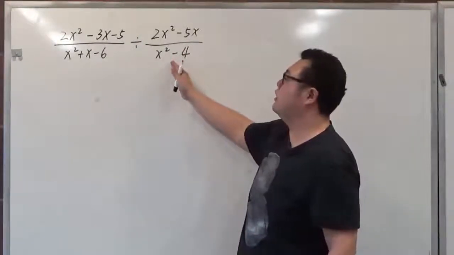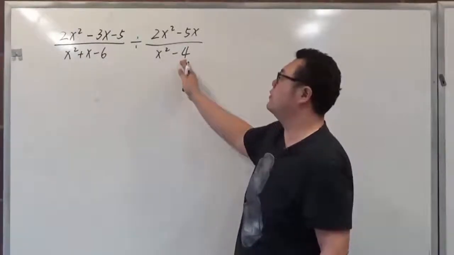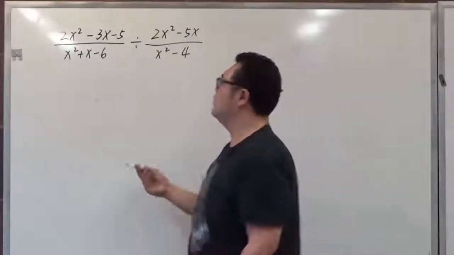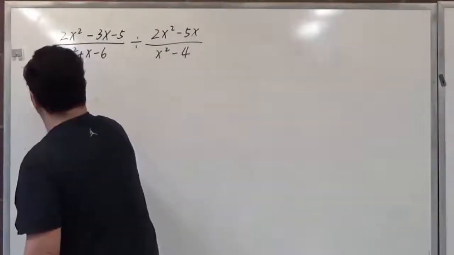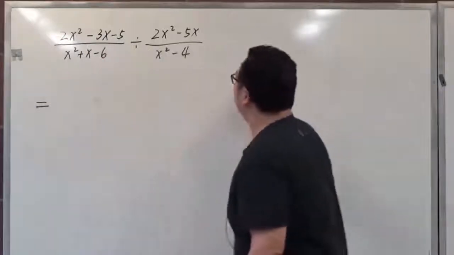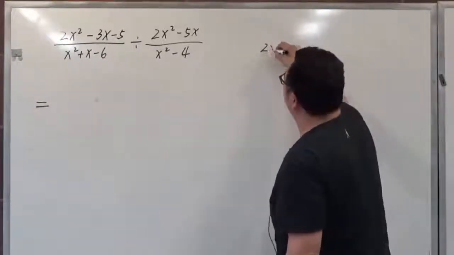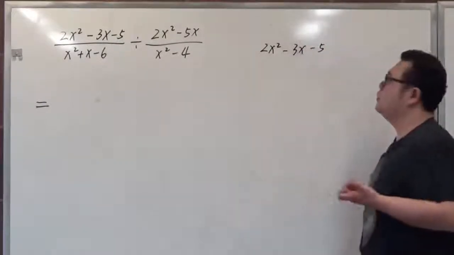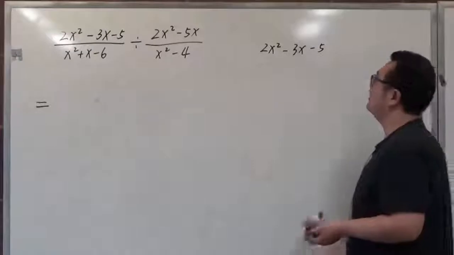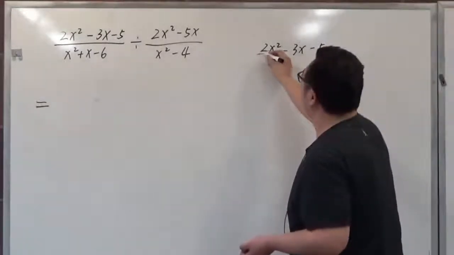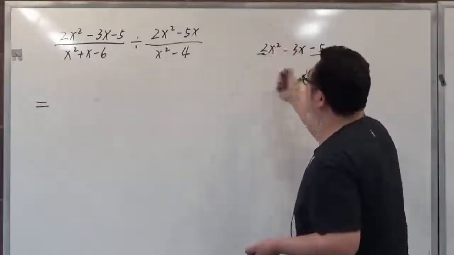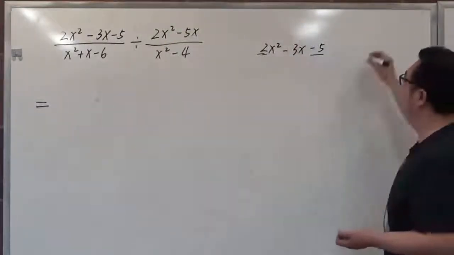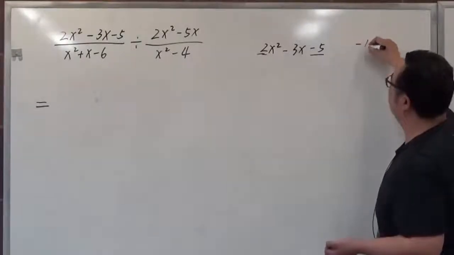And on the bottom, 4 is a perfect square number, so it may be just a difference of squares here. So to start, we have the first expression here, 2x squared minus 3x minus 5. We're able to factor that by the AC method. Our a, the coefficient of x squared, is 2. Our c is negative 5. Multiplying them together, we get negative 10.